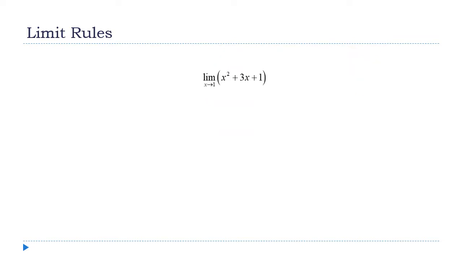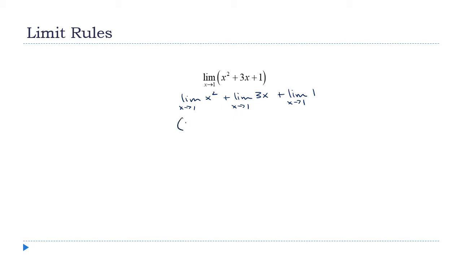All right, let's look at another one. All right, how about this thing? Look, I'm going to use my properties again. First, I'm going to use the one that says the limit of a sum is the sum of the limits. All right, so let's split this up. This is the limit as x approaches 1 of x squared plus the limit as x approaches 1 of 3x plus the limit as x approaches 1 of 1. All right, now remember it was the very last limit property that says if you have the limit of a function to a power, you can just bring that power outside the limit.